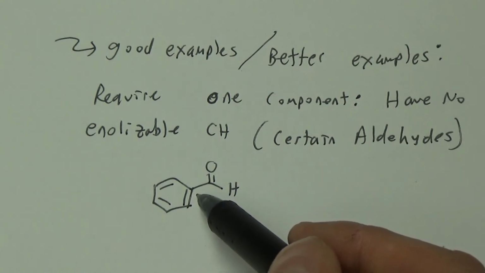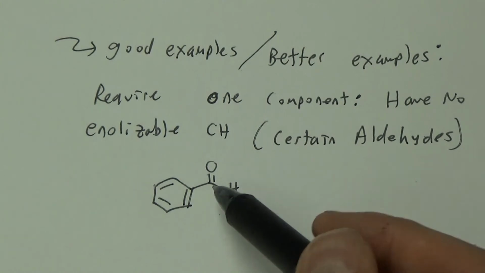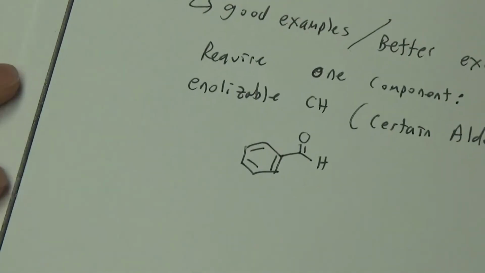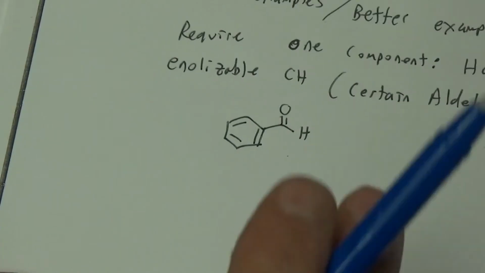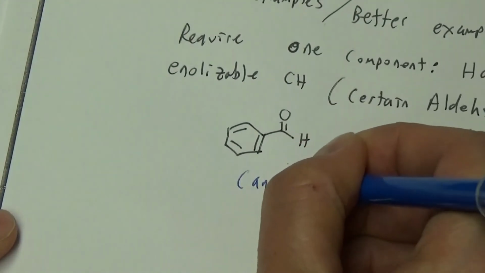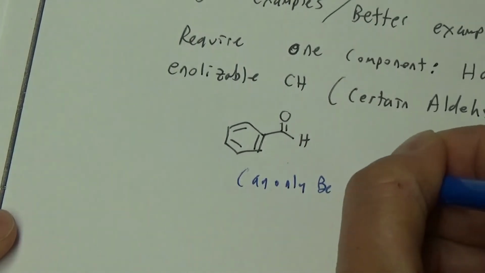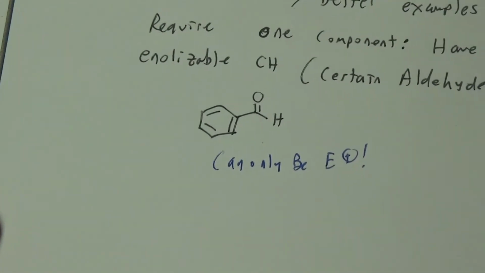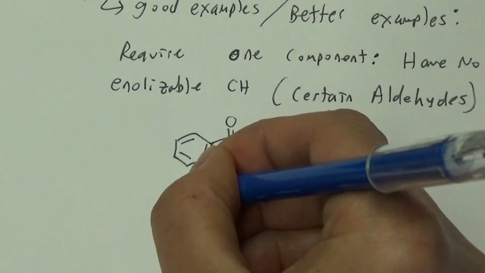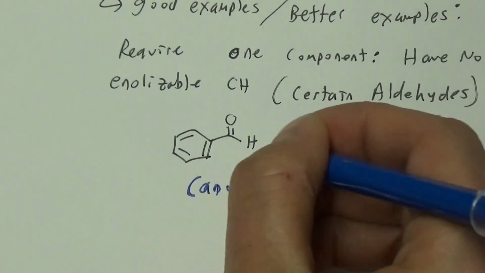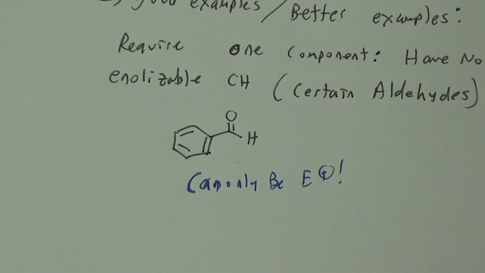So this could not be a nucleophile. This could not be an enolate. So this is an electrophile only. It can only be an electrophile, and that simplifies this a bit.